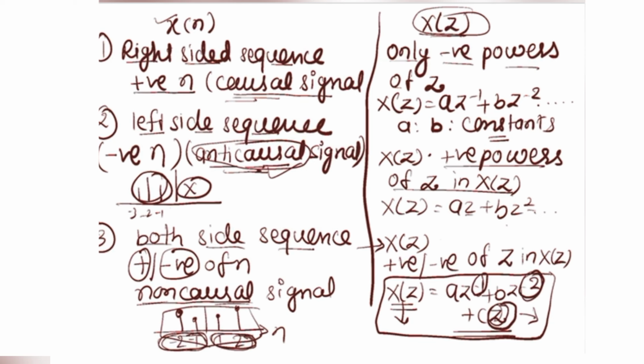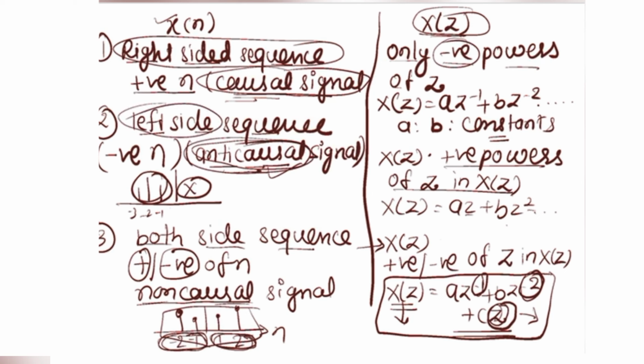So in this way we can conclude that if the signal is a right-sided sequence or causal signal, we will get negative powers of z. If it is a left side sequence or anti-causal sequence, then we will get positive powers of z. If it is a both side sequence, then we will get positive as well as negative powers of z. Now we will take some examples.